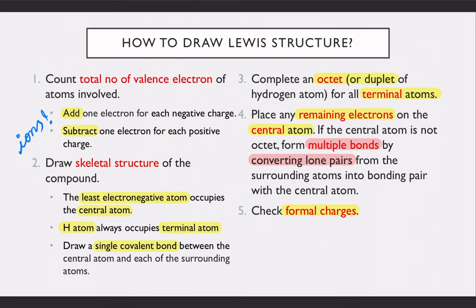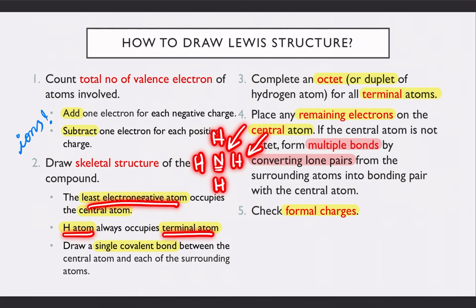Let's say you have NH4, then that means that you will draw N and H around it. But then how will you know which atom will be the central atom and which atom will be the terminal atom? The central atom is the one that will be in the middle. It will be the least electronegative atom or the most electropositive atom. And then a general rule that you will apply is also that hydrogen will always be the terminal atom, meaning the one at the edge, not in the middle.